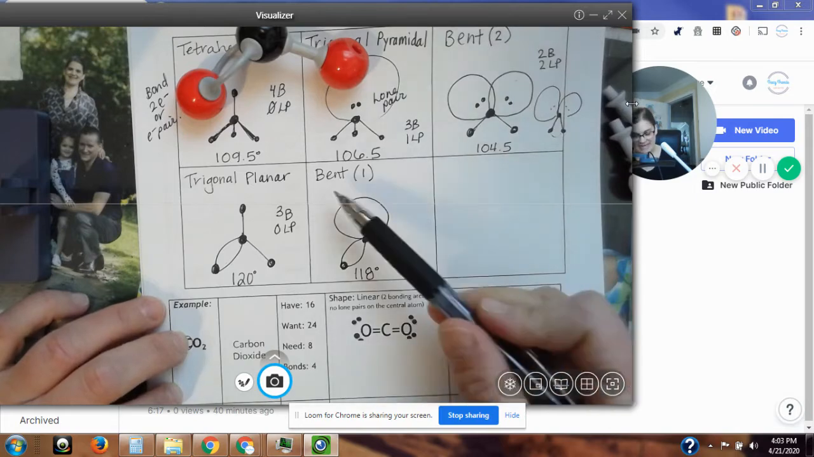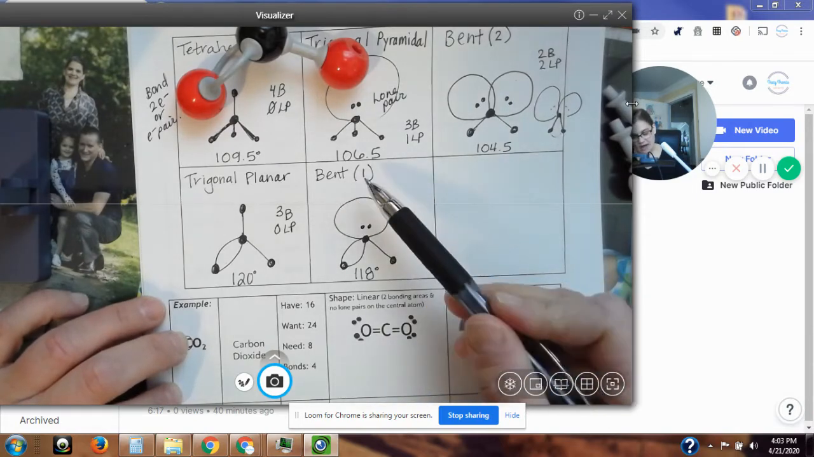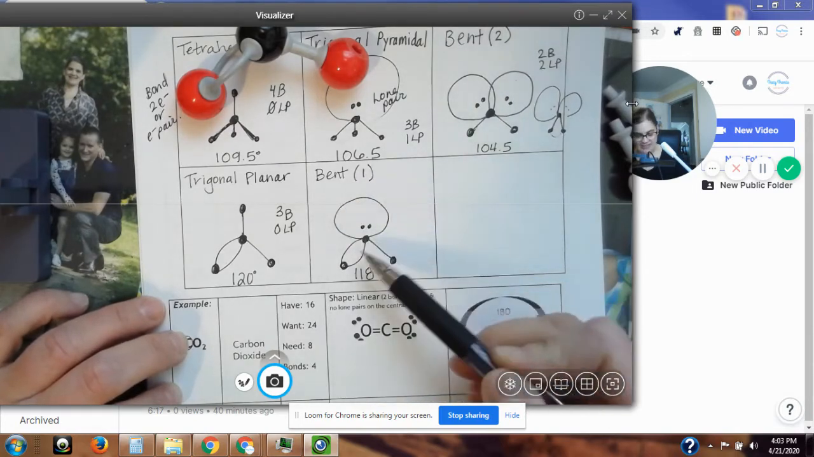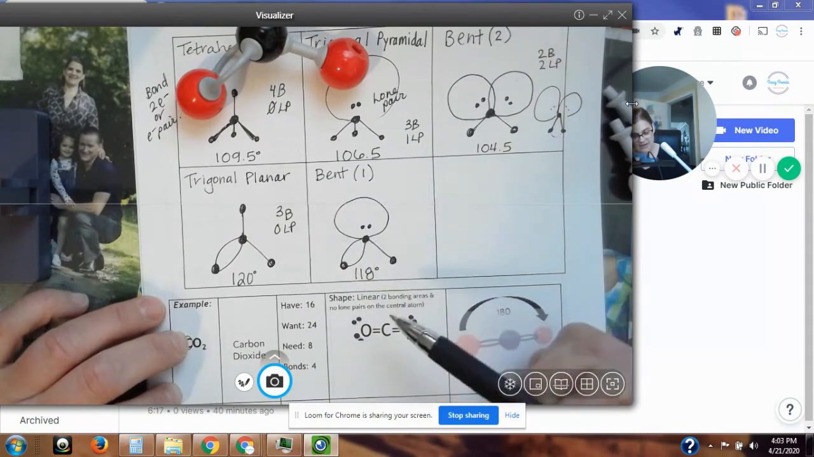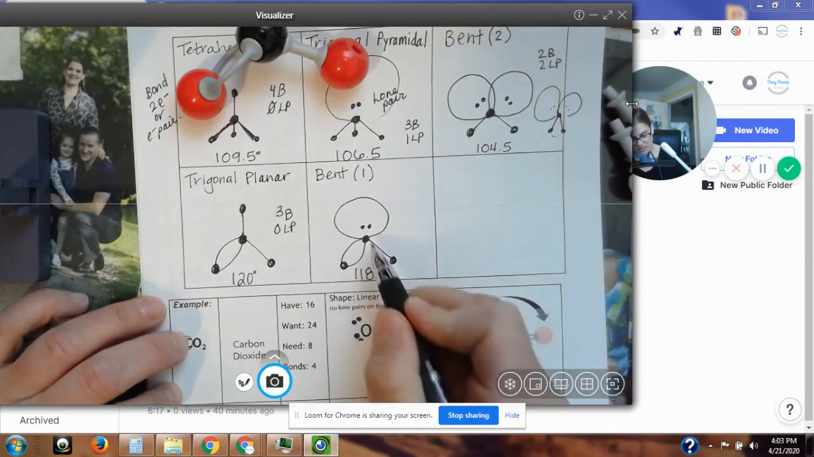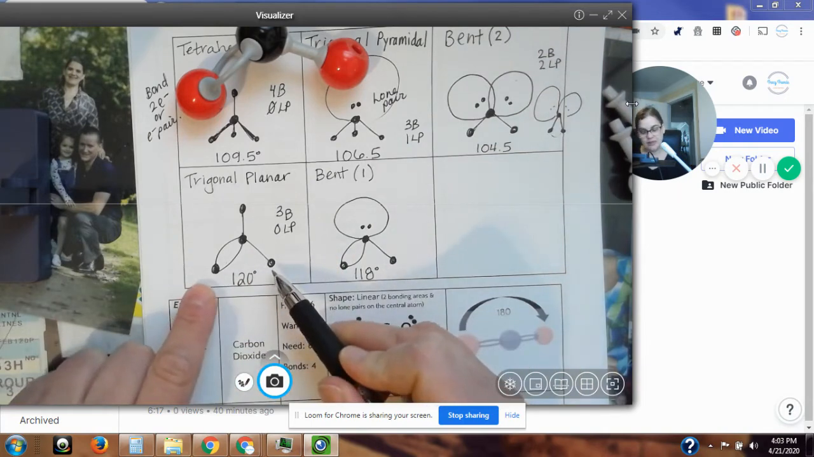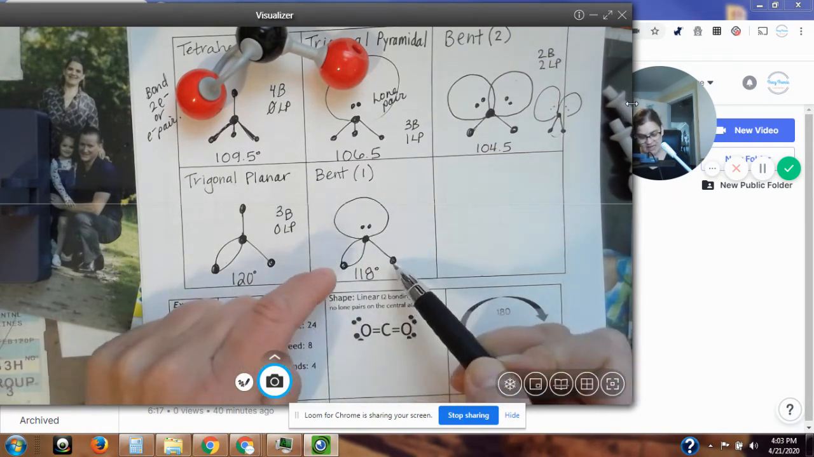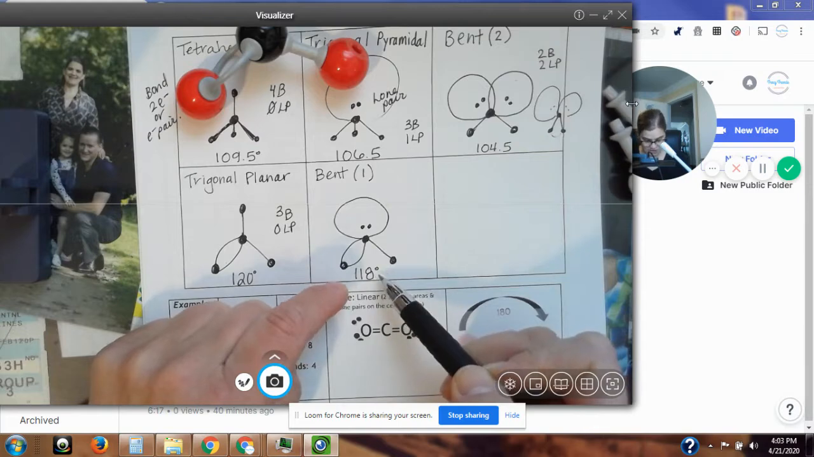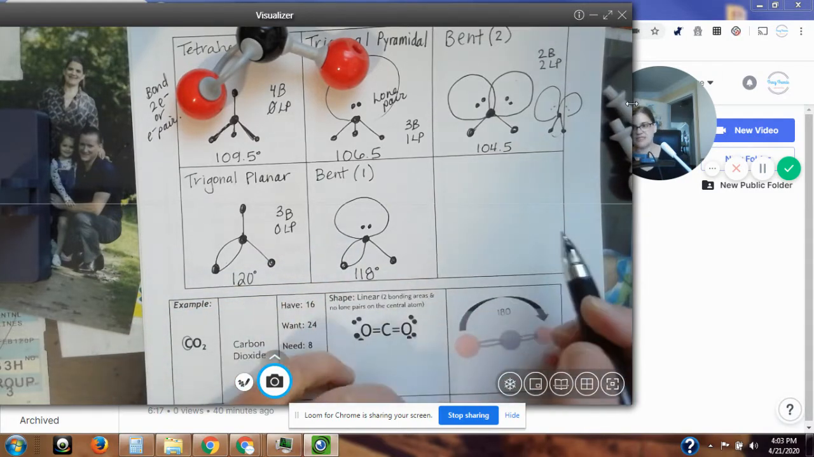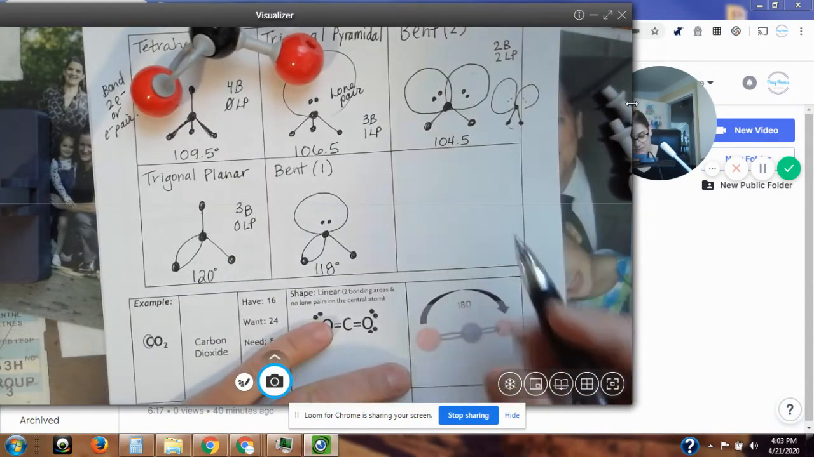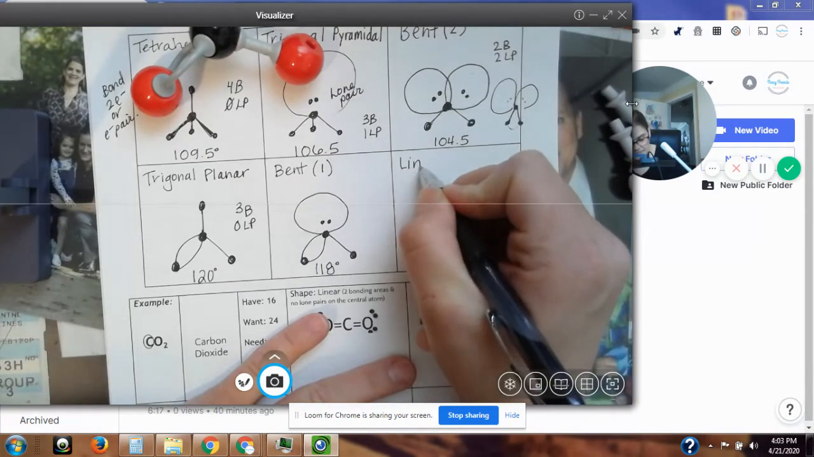So again, the bent 1, meaning it has 1 lone pair. It's got this double bond and a single bond. So 2 bonding areas, although there are technically 3 bonds, right? 1, 2, 3. And our angle is going to be smaller than our trigonal planar because the lone pair is pushing these pairs even closer together. We've got 118 degrees. Our final shape is linear.